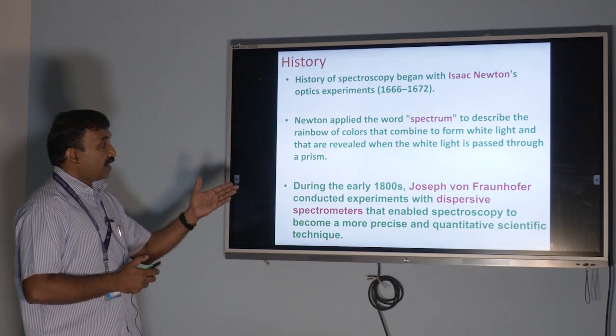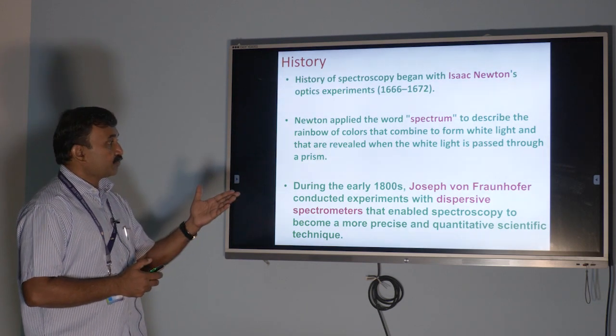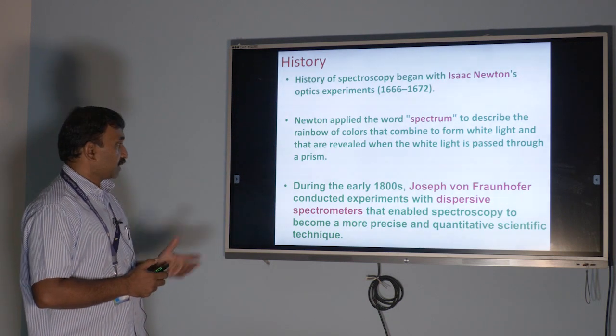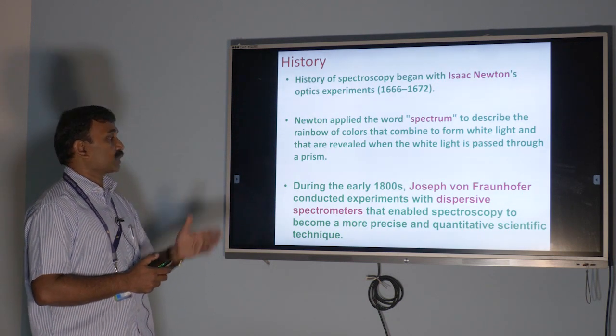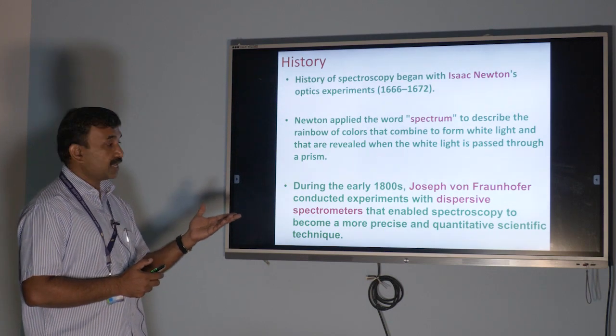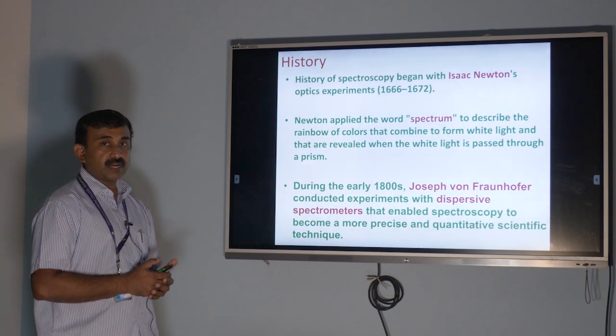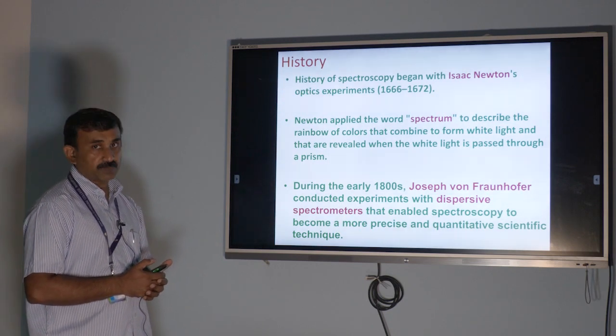During the early 18th century, Joseph von Fraunhofer conducted experiments with dispersive spectrometers that enabled spectroscopy to become a more precise and quantitative scientific technique. So, he is considered the father of modern spectroscopy.